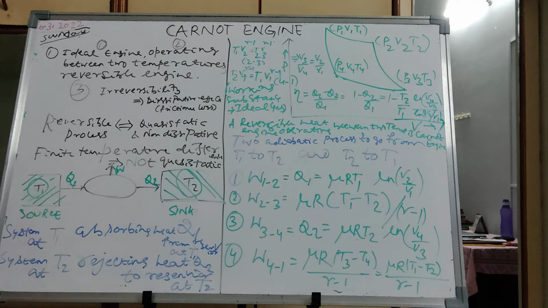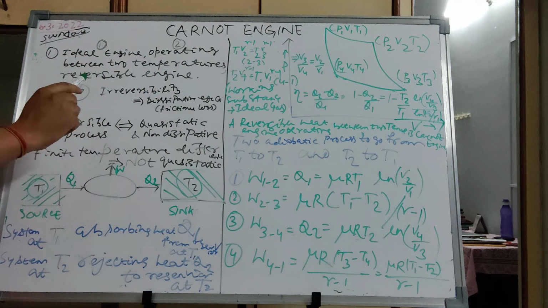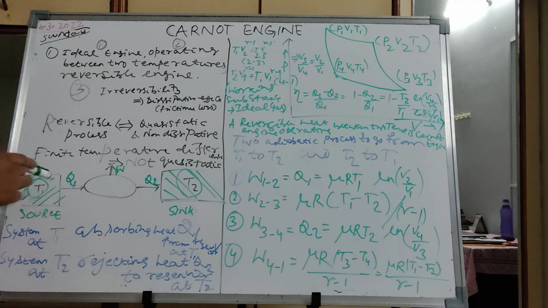The Carnot engine is an ideal engine operating between two temperatures, and it's a reversible engine. That's the definition of a Carnot engine. Number one, it's an ideal engine. Number two, it operates between two temperatures: source temperature T1 and sink temperature T2. Number three, it is a reversible engine. That means you are taking heat, getting work, giving heat, and you can reverse the process also. You can reverse everything.